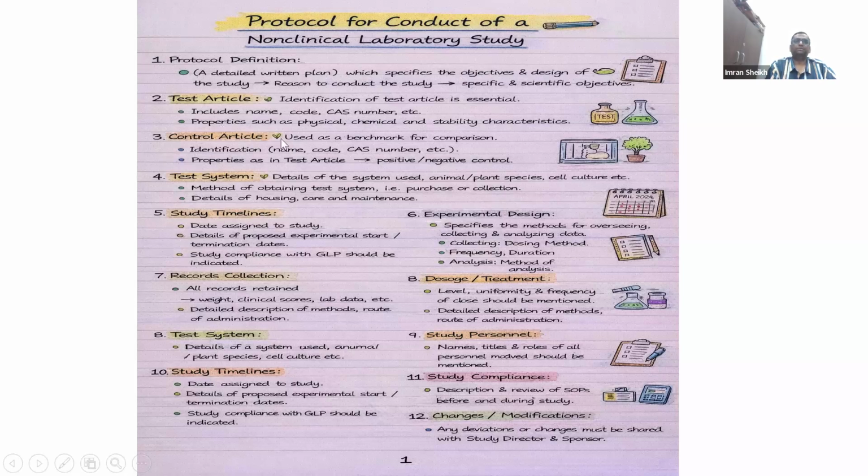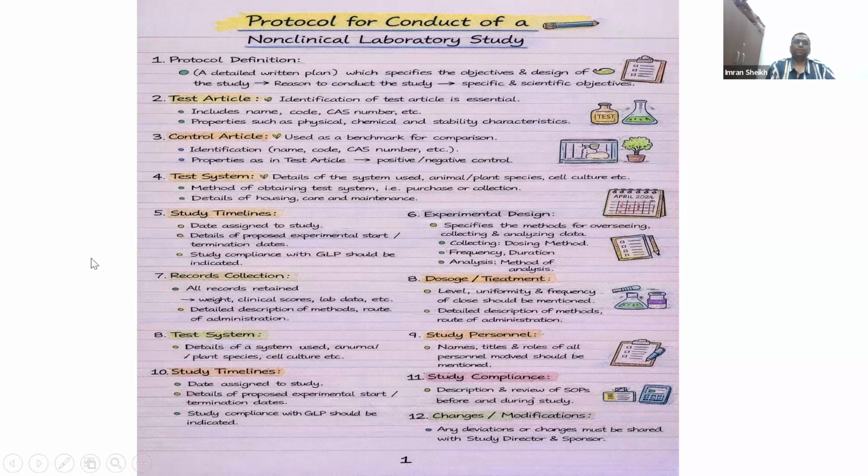And the properties such as the physical, chemical, and stability characteristics are there. Now control articles: they are used as a benchmark for comparison. That includes the identification, name, code, CAS number, properties as in the test articles, and positive and negative controls. Test systems: details of the systems used, that include the animal, plant species, cell culture. Now methods for obtaining the test systems are there. They include the purchase and collection, and details of the housing, care, and maintenance are always there.